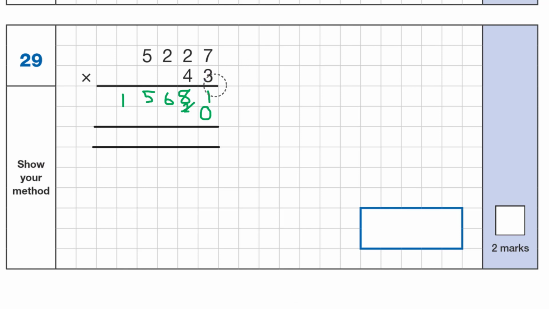We are now going to multiply everything by the 4. And I've already put my placeholder in, so I don't need to worry about that. 7 times 4 is 28. Carry my 2. 2 times 4 is 8, plus my 2 is 10. So I'm going to cross through that 2. Carry my 1. Just make sure that 0 looks a bit like a 6.